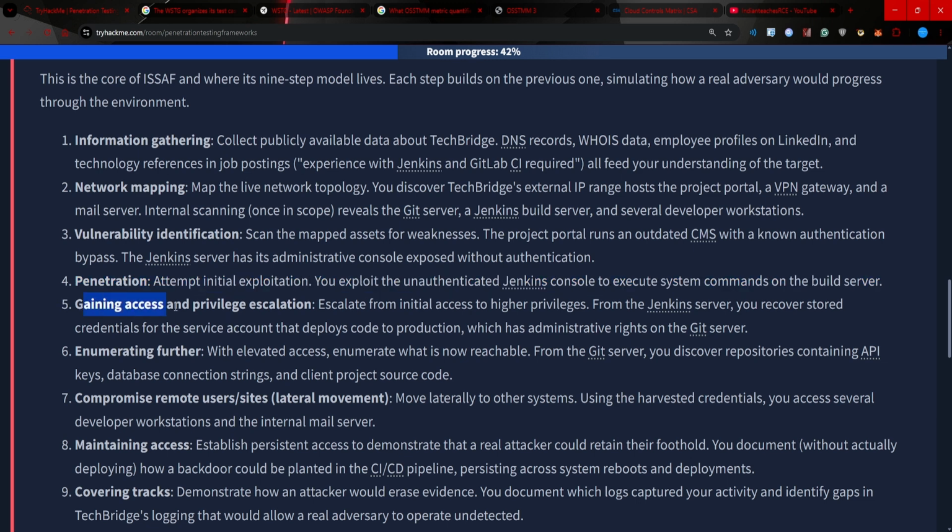That's crazy. Gaining access, privilege escalation. Escalate from initial access to higher privileges from the Jenkins server. You recover stored credentials for the service account that deploys code to production, which has administrative rights on the Git server. Of course, it does. Enumerating further, with elevated access, enumerate what is now reachable from the Git server. You discover repositories containing API keys, database connection strings, and client project source code.